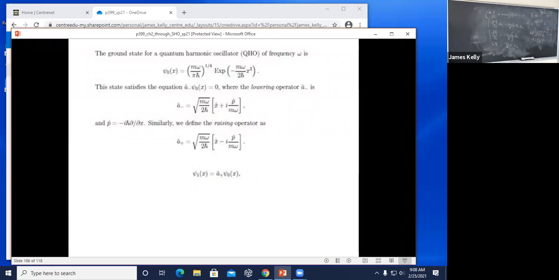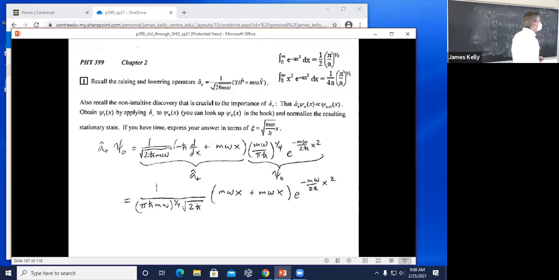That gave us our differential equation. But we can get a new state by applying a plus to psi 0. And we're going to call that the state psi 1. That'll be the next allowed energy there. Okay, so let's do that.